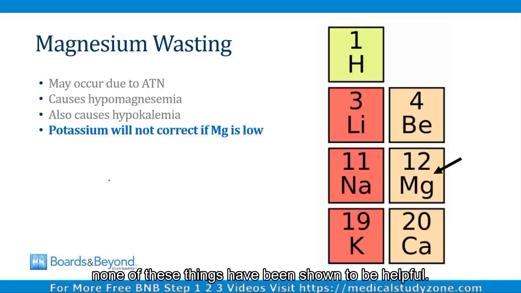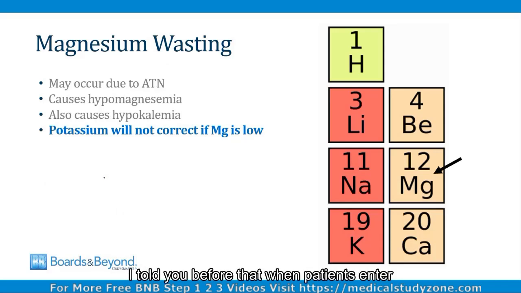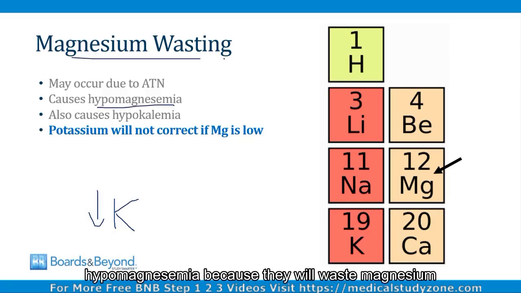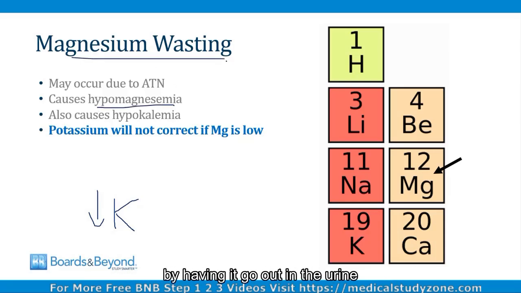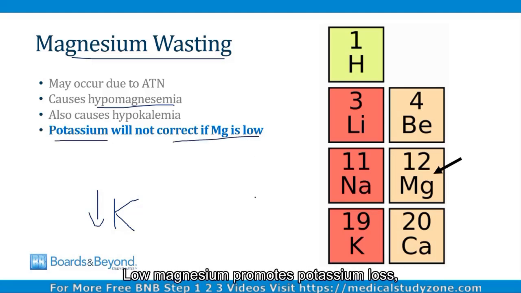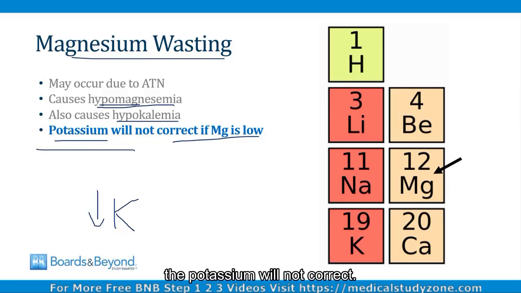I told you before that when patients enter the later phase of ATN, the polyuric phase, they can have low potassium. You should know, however, that they can also have hypomagnesemia because they will waste magnesium by having it go out in the urine during the polyuric phase of ATN. And it's very important and very high yield for you to remember that the potassium cannot be corrected if the magnesium is low. Low magnesium promotes potassium loss, and so if you try to treat the hypokalemia with potassium supplementation but you don't address the hypomagnesemia, the potassium will not correct.